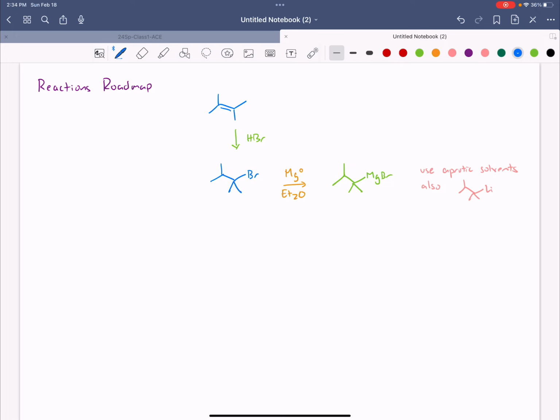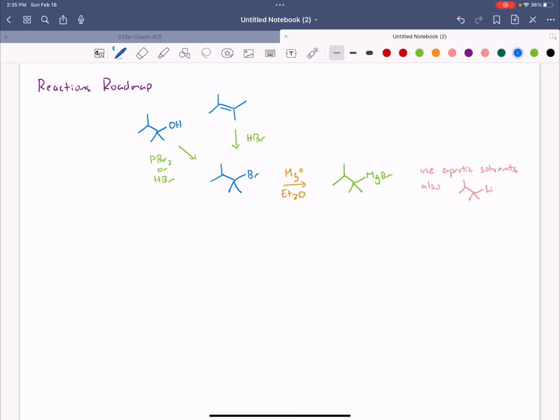We'd also use an alcohol, right? The general rule is if you see it in the ACE answers, you are responsible for it. Remember the alcohol version, you could use HBr or PBr3. That comes from an alcohol. Yep, that would give the same product.